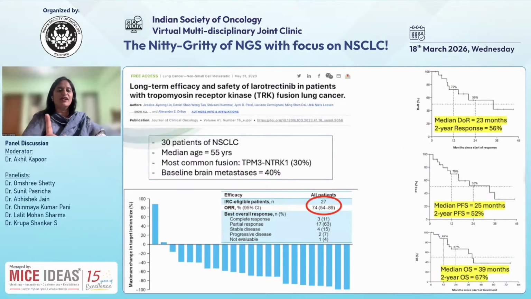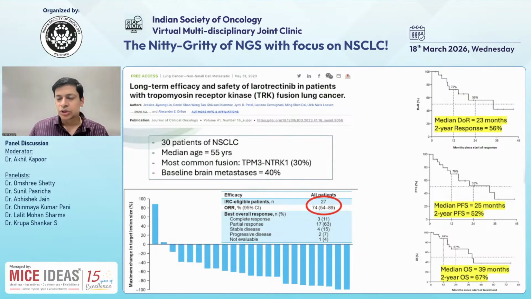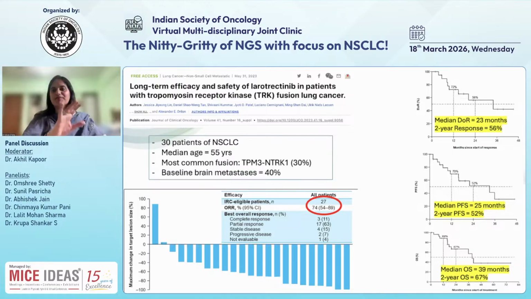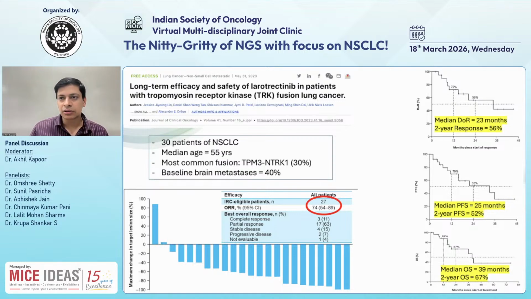So I would like to add one more point here, Akhil. Apart from these fusions, it's also important to know whether it is a cold tumor or a hot tumor. Even the TMB plays a role here. Okay, ma'am. That's one more thing to keep in mind, apart from the various things that we are discussing. So it's an important point that we can understand whether the tumor is hot or cold.